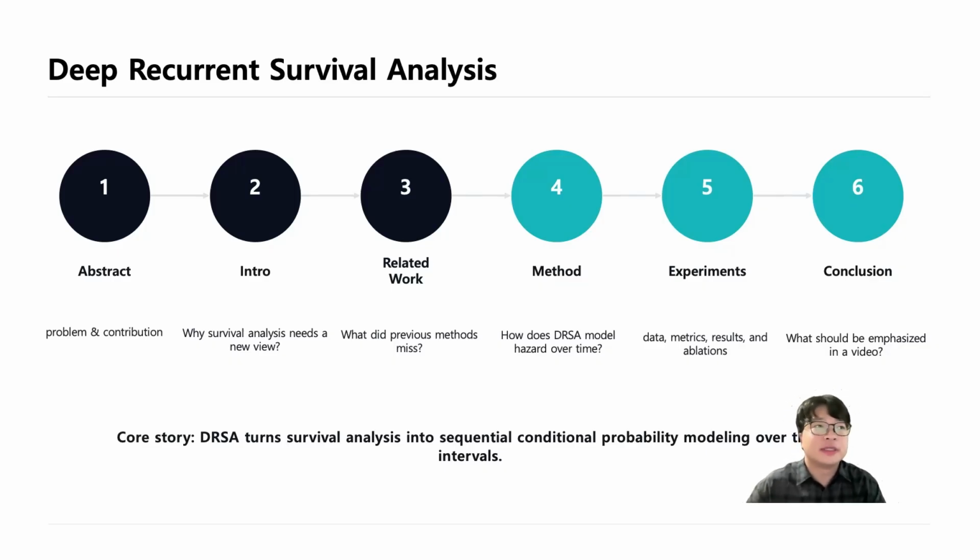Deep Recurrent Survival Analysis. First, we look at the abstract to understand the problem and the claimed contribution. Second, we look at the introduction to understand why survival analysis needs a new modeling perspective. Third, we examine the related work to see what previous methods missed. Fourth, we analyze the method, where DRSA models hazard over time using recurrent computations. Fifth, we review the experiment, including dataset, metric, result, and evaluation studies. Finally, we conclude with the key message and limitations. The core story is this. DRSA turns survival analysis into sequential conditional probability modeling over time intervals.